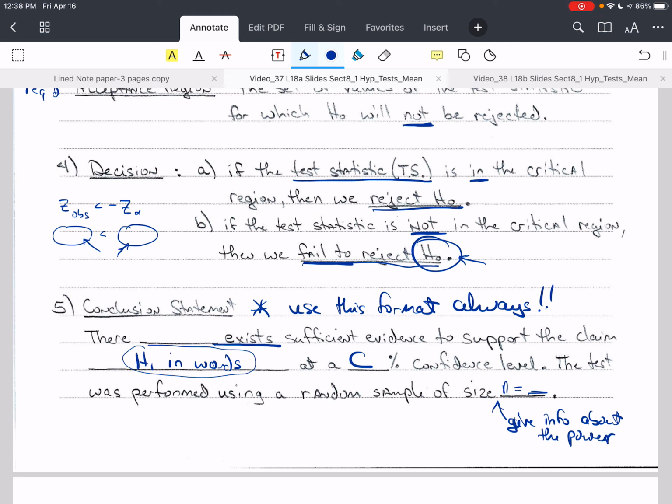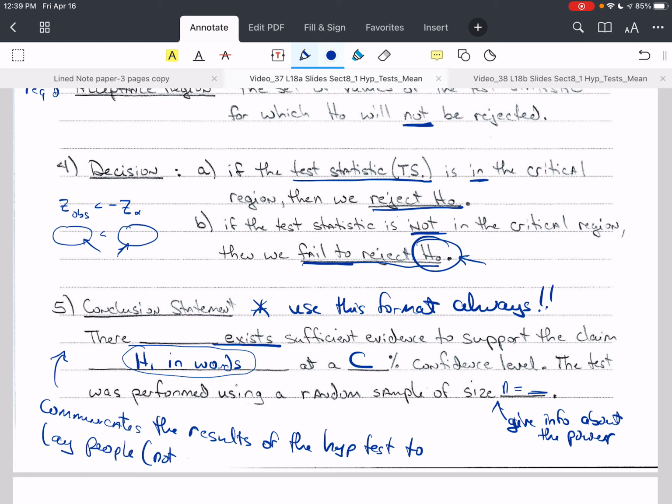And this part is the hard part: putting your claim into words that anyone can understand. And this conclusion statement communicates the results of the hypothesis test to lay people, not statisticians, nor even subject matter experts. So a good conclusion statement communicates the results of this very technical statistical test to people who may not know anything about statistical tests. So doing this is probably the most important part.